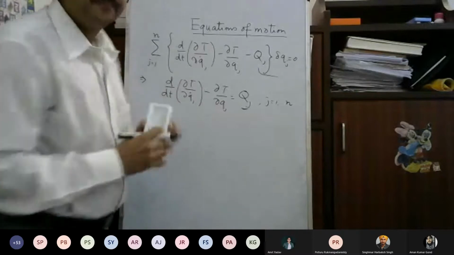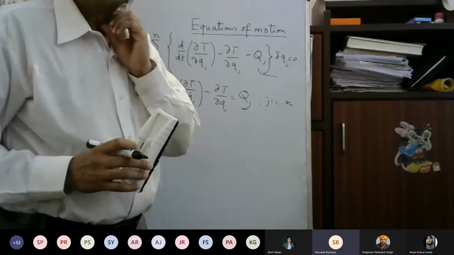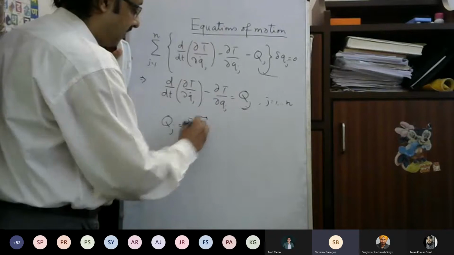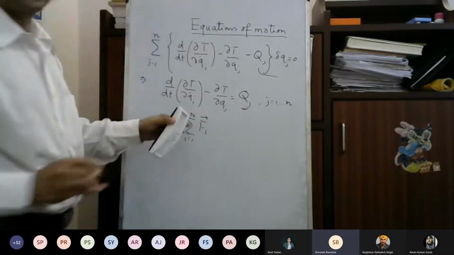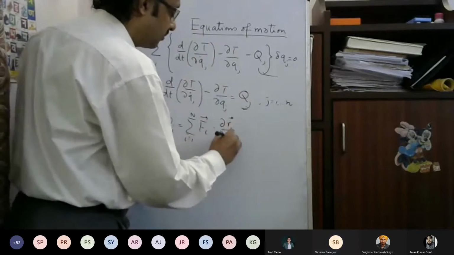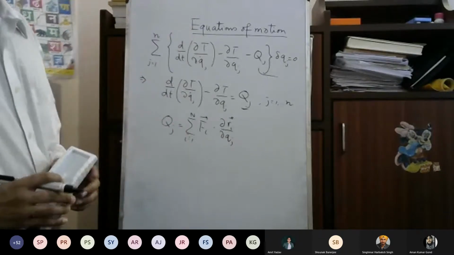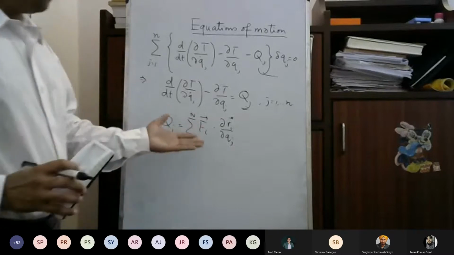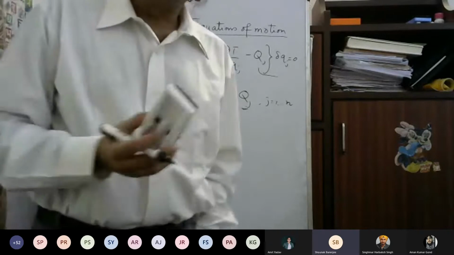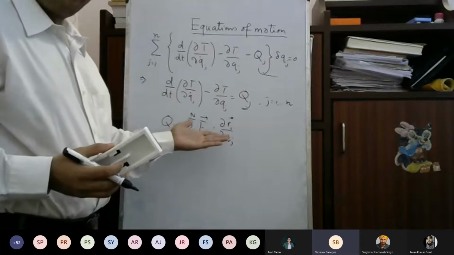Sir, can you please explain that equation where Qj is equal to summation Fi for the generalized force? This is Fi on the ith particle. Suppose the total external force is Fi dot delta Ri delta Qj. So this is the expression for the generalized force. Now we'll have two kinds of force. Why is that equation like that?